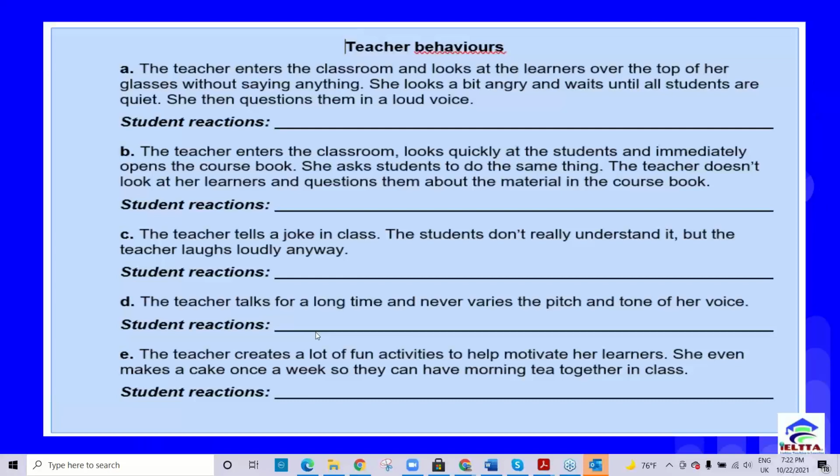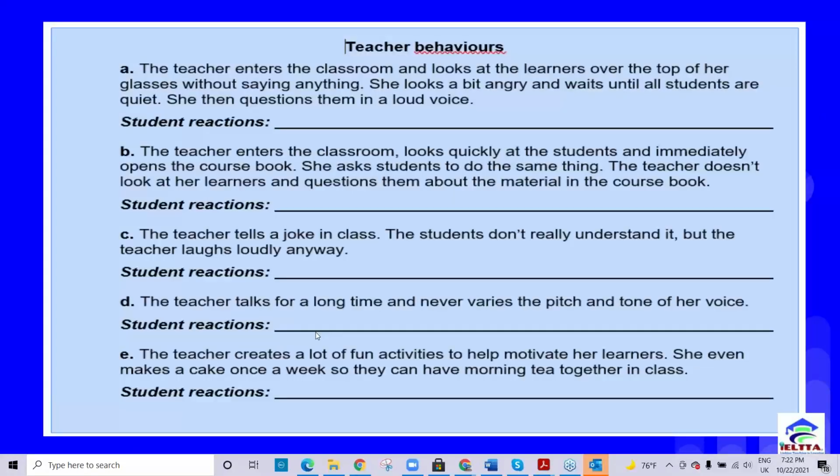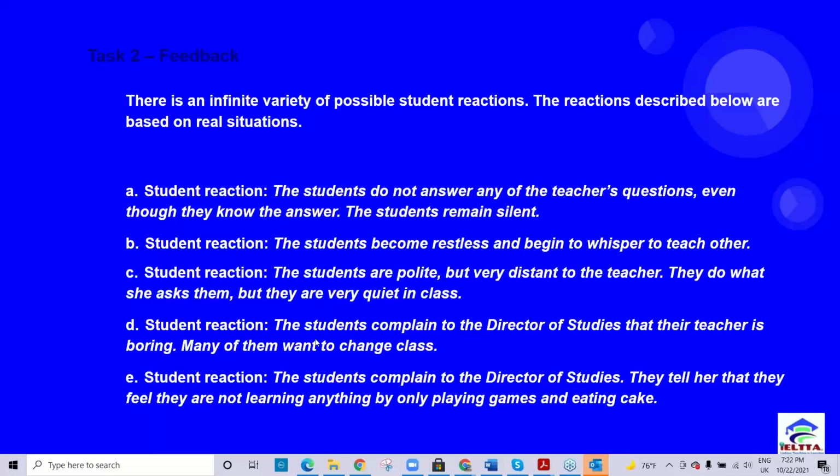Situation B: when the teacher enters the classroom, looks quickly at the students and immediately opens the course book, she asks them to do the same thing. The teacher doesn't look at her learners and questions, so there is no eye contact here. The reaction of the students would be to become restless and begin to whisper to each other. Situation C: even if the teacher tells a joke and the students don't understand it, the teacher ignores everything and laughs loudly. The students are polite but very distant to the teacher. They do what she asks them, but they are very quiet in class.